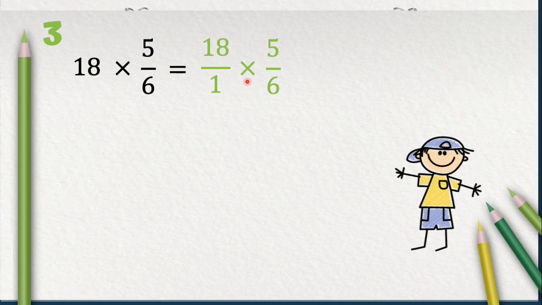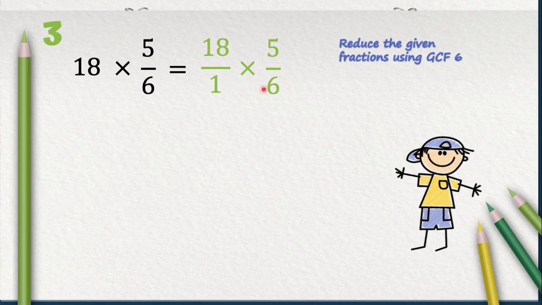To reduce, the even numbers are 18 and 6. Again, we only reduce a numerator with a denominator. Since we are going to reduce, we need to find the GCF. So, the GCF of 18 and 6 is 6. So, we divide. 18 divided by 6 will give us 3. And 6 divided by 6 will give us 1.